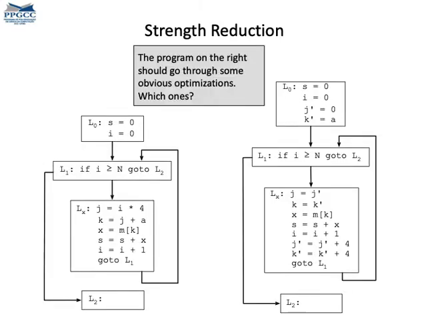Here on the right, we see the new program with instructions to initialize j prime and k prime. These instructions are in the first block right here. We also have instructions to increment j prime and k prime at the bottom of the program right here. And then we see that the multiplication has disappeared. We are now just incrementing j prime and k prime, but there are some obvious optimizations that we could apply to this program. Can you think about them?